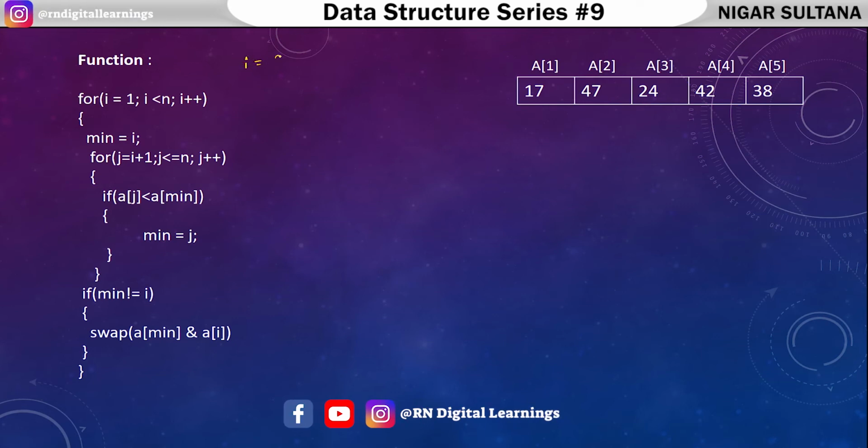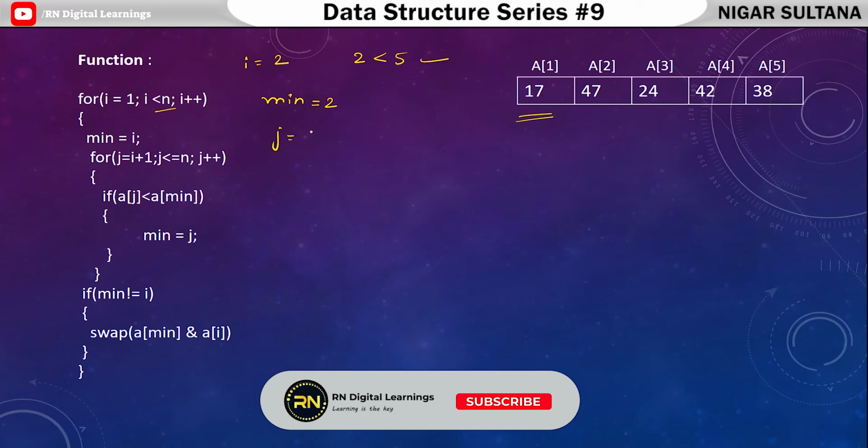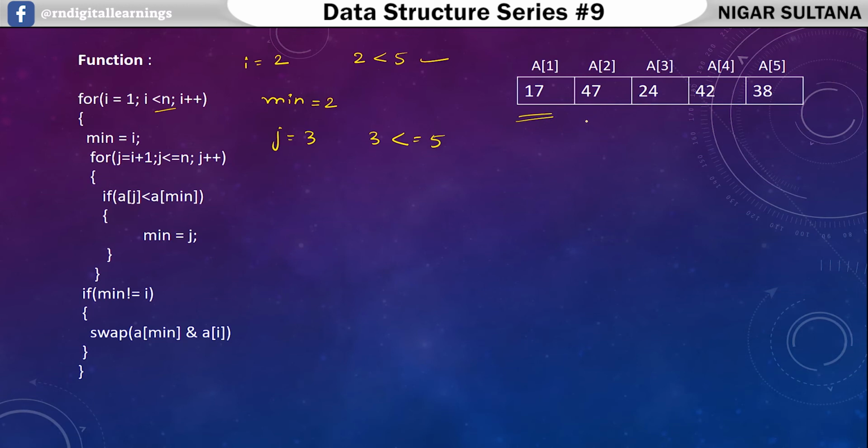Now i becomes 2. Check the condition. Is 2 lesser than 5? It's true. When it is true, assign the min value as 2. Already my smaller element has been placed at the first position. Now I must compare this second element with the rest of the elements. j is equal to i plus 1. i is 2, 2 plus 1 is 3. Is 3 lesser than or equal to 5? It's true, because I must take this value and start comparing with the next elements. So j starts from the third position.